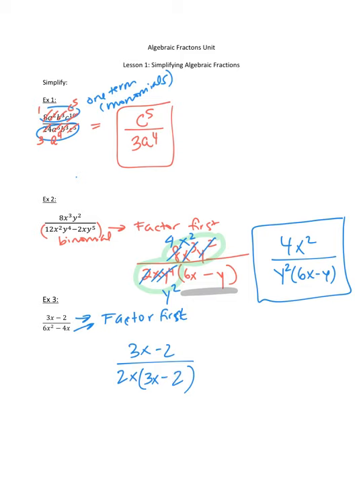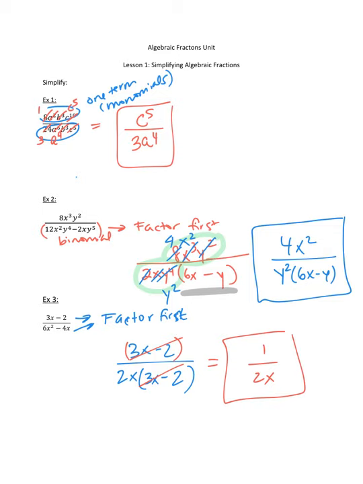Now, you can cross cancel binomials that are identical. 3x minus 2 over 3x minus 2 can cancel out with each other. And so what's left is 1 over 2x. If there's nothing in the numerator, there's an invisible 1.